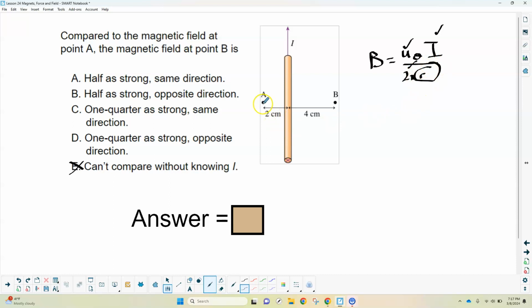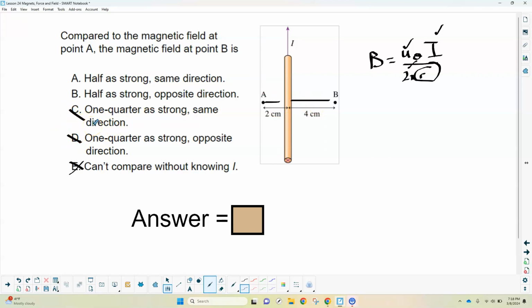And if we compare the separation for A versus the separation to B, B is further away, so it's going to be less. And how much further away is twice. So if it's twice the distance, it's going to be half. So it's not going to be C or D. And now we need to figure out the direction.